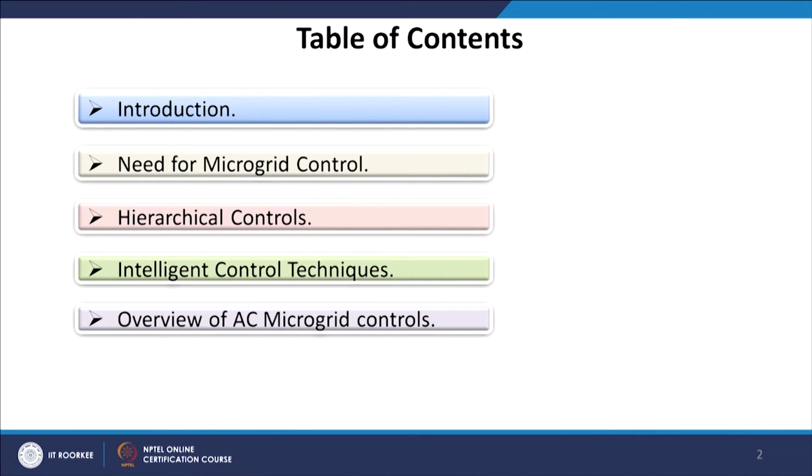Welcome you all today for the lecture on operation and control of AC microgrid part 2, in which we will once again talk about the importance of microgrid control, hierarchical controls, intelligent control techniques, and finally the overview of microgrid controls.